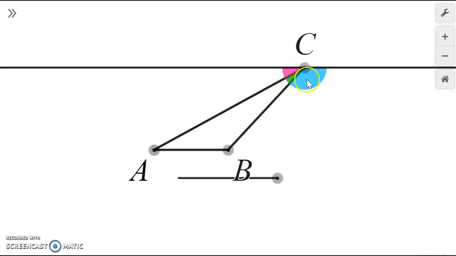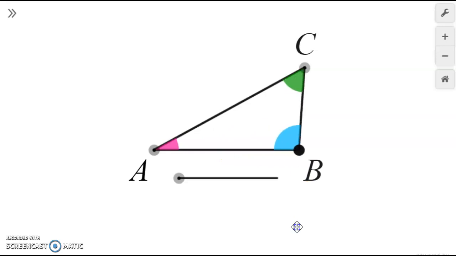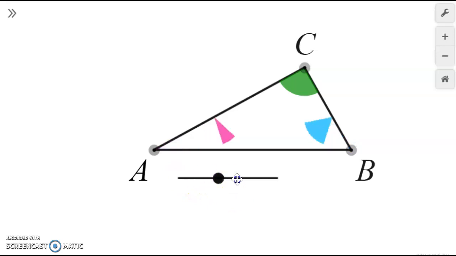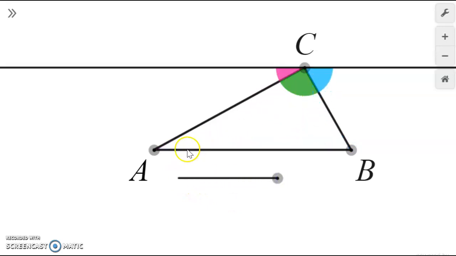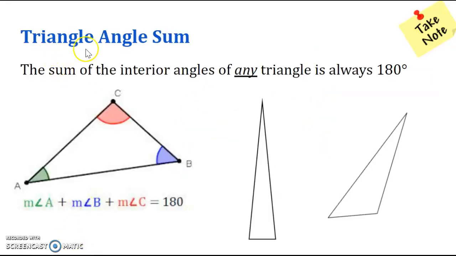Now the blue angle is much bigger, but the green angle is much smaller, and the pink angle is the same. Okay, so it doesn't matter what shape the triangle is. What you discover is that the interior angles, the inside angles of a triangle, when you stick them together, will always form a straight line, which we know to be 180 degrees. So all the inside angles add to 180 degrees. And that's what we call the triangle angle sum.